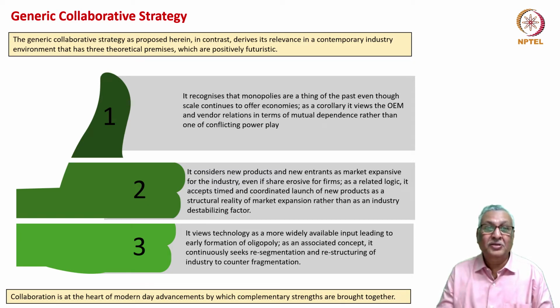It is through technology. Technology is the factor, and one which is so widely available in the current space that it could lead to early formation of oligopoly. As an associate concept, it continuously seeks resegmentation and restructuring of industry to counter fragmentation.